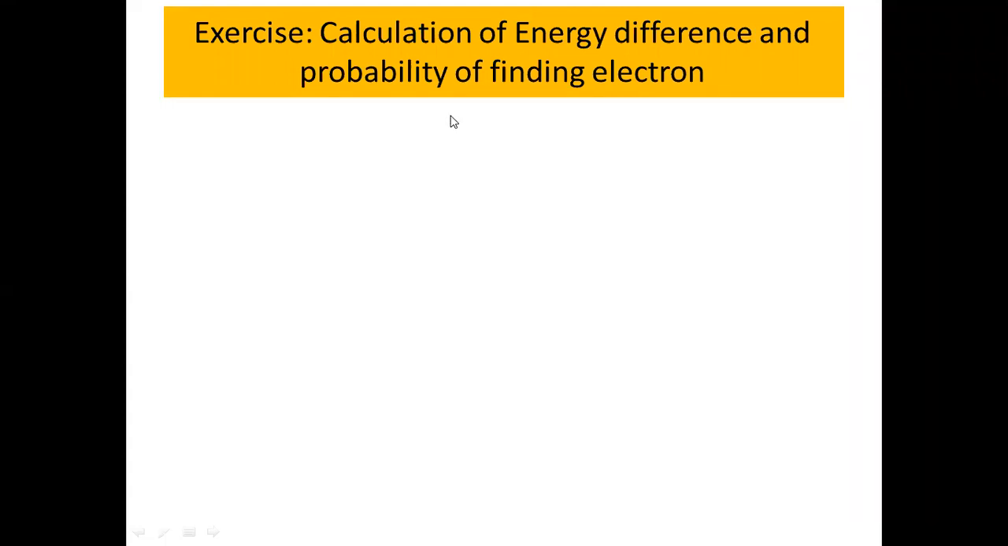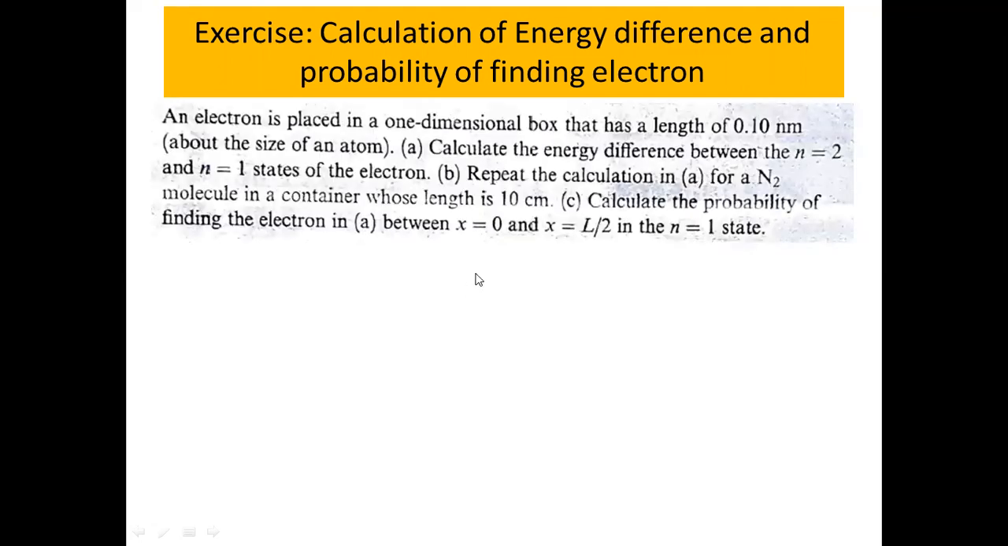So today we will use some data to calculate these two objectives. One of them is the energy difference and the other one is the probability of finding the electron. So the data is given over here. First, understand what is written over here.